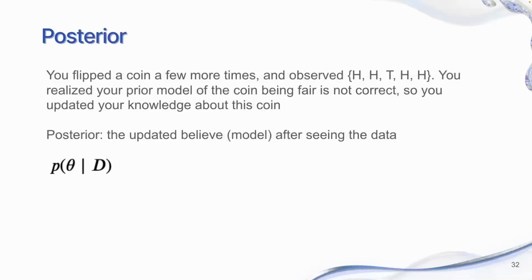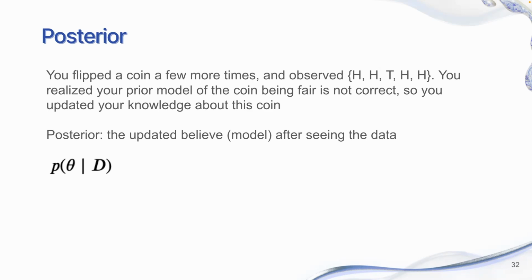Okay, and the posterior. Posterior means that you flip the coin a few more times. You observe head, head, tail, head, head as your sequence of data, and you realize your prior model of the coin being fair might not be correct anymore, right? Because it still has a chance of not being a fair coin and you just got unlucky, landing on heads a lot more times than tails. But you could suspect that the coin might be biased, with a higher probability of landing on heads than tails, right?